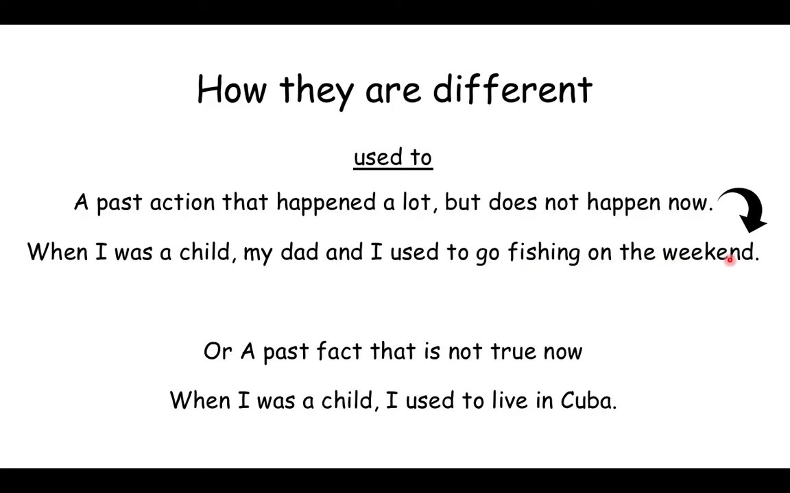So for this sentence, it's telling us that we're talking about something in the past. This sentence doesn't need to have "when I was a child," but it helps you understand that what we're talking about is in the past. When I was a child, my dad and I used to go fishing on the weekend. So this is something that happened in the past. It was in the past, and it happened a lot, but it doesn't happen now. So that's why we say used to.